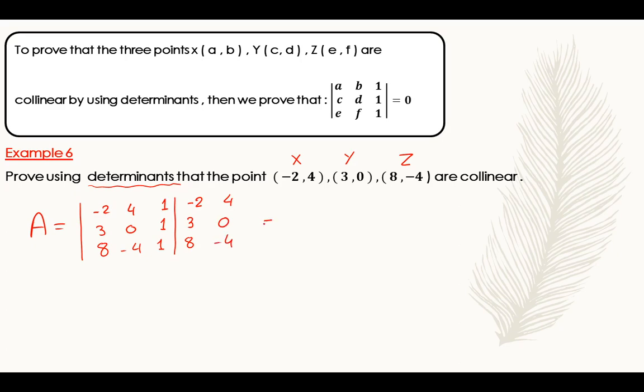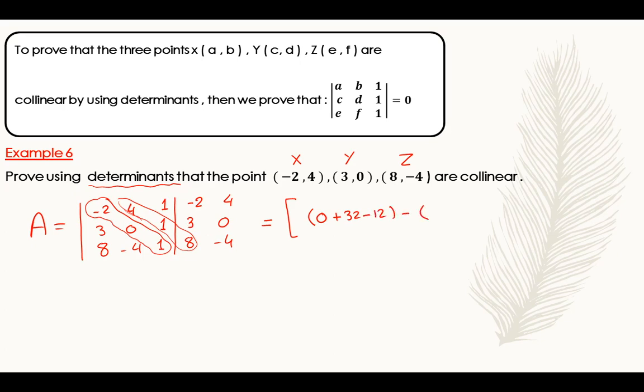Okay, and this is equal to, here we are going to write all the elements of the left diagonals together. It will be equal to negative 2 times 0 times 1, it will be 0. 4 times 1 times 8, it will be equal to 32. And the last diagonal will be 1 times 3 times negative 4, it will be negative 12.